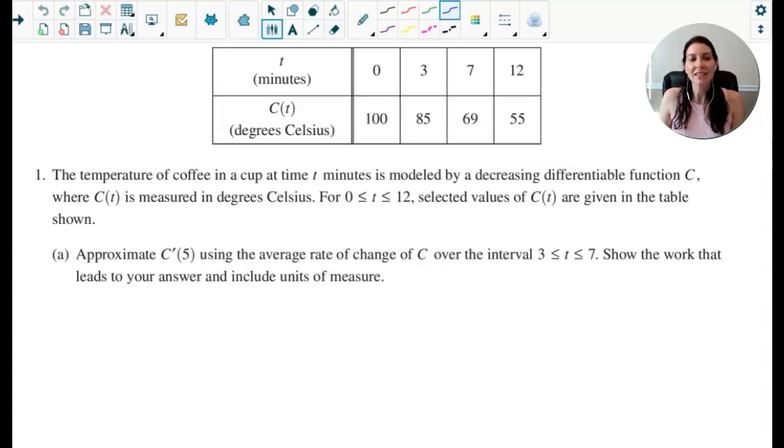Part A asks us to approximate c prime of 5 using the average rate of change of c over the interval from time values of 3 to 7, show the work that leads to your answer, and make sure to include units of measure.